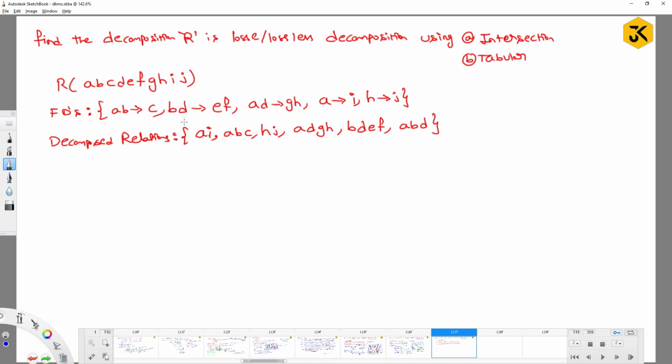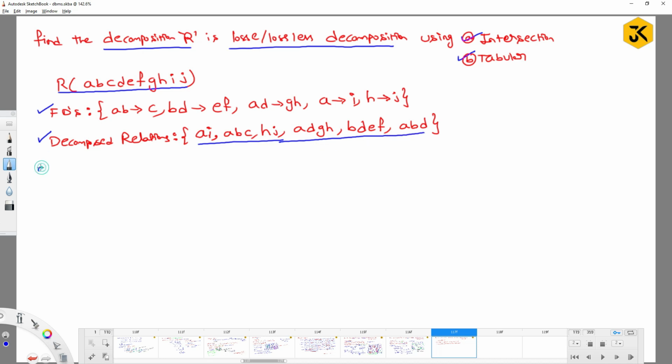Hi everyone, find whether the decomposition of R is lossy or lossless using the intersection method as well as the tabular method. Here they have given a relation R with attributes from A to J, and functional dependencies to find candidate keys. They have also given various decomposed relations. Finally, you have to find out whether these decomposed relations are lossy or lossless decomposition.